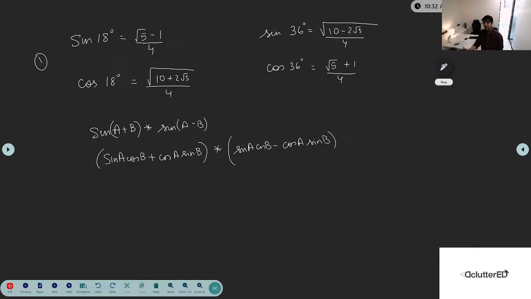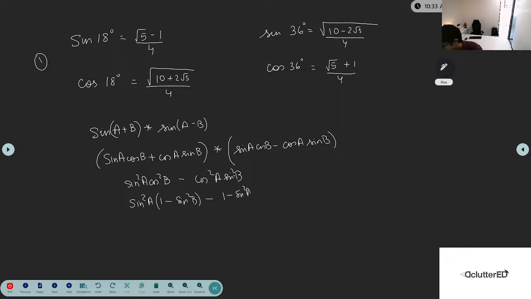Now, when I apply the A plus B into A minus B formula, I will get sine square A cos square B minus cos square A sine square B. And using the identity sine square plus cos square is 1, I can convert this to sine square A into 1 minus sine square B minus 1 minus sine square A into sine square B, and what's going to happen is I am going to be left with sine square A minus sine square B, right?